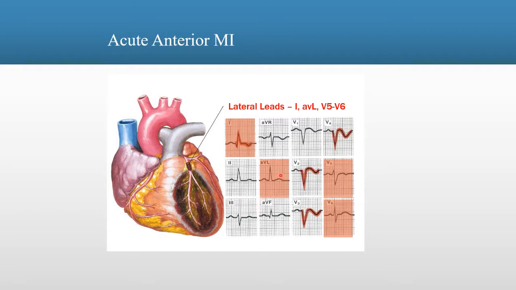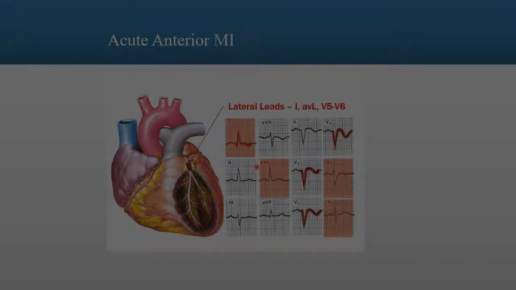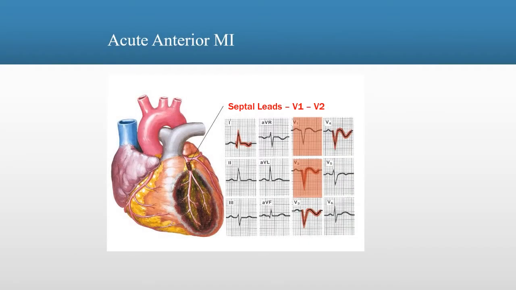Again, 2 of any of these 4 contiguous leads that show ST segment depression, elevation, T-wave inversion would signify some damage, either injury, ischemia, or infarction. Next, we'll look at the septal leads.